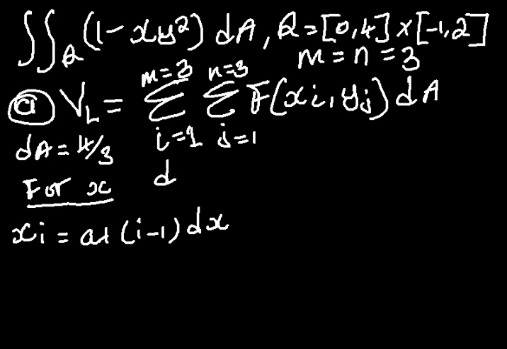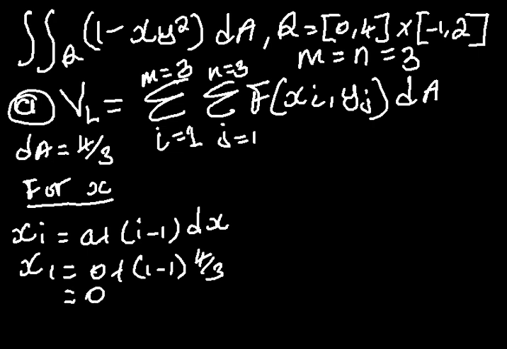So keep that in mind. In this case, let's start with x1. x1 will be given as 0 plus 1 minus 1 times delta x, which is 4/3. So in this case, we'll have it as 0. That is x1.